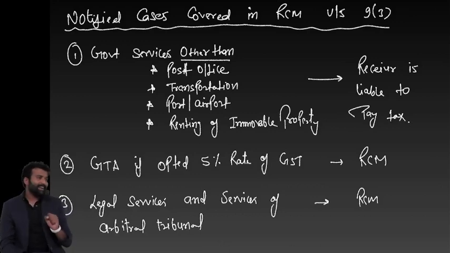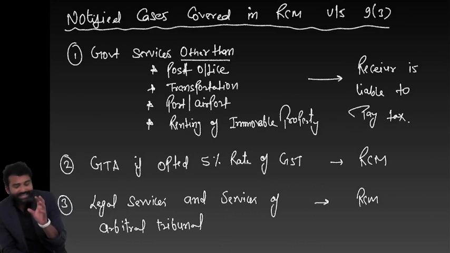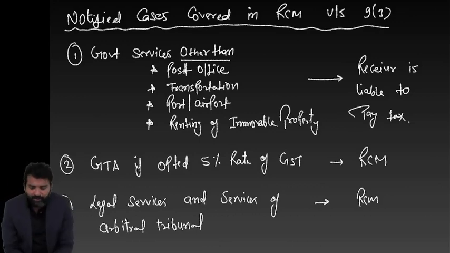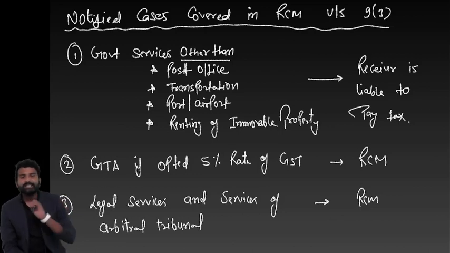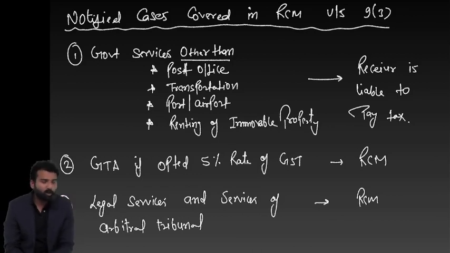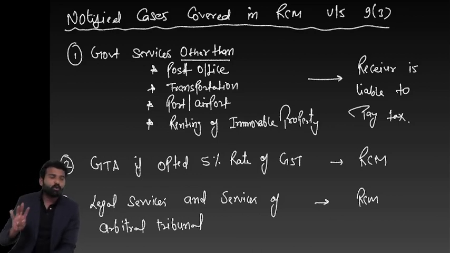Now look at the slide. I will do it slightly faster. So please read the slide with me very carefully. The very first point covered in RCM is government services, except for post office, transportation, port, airport, and renting of immovable property. Other than these four services, if the government is giving any other services, then it is covered under RCM.